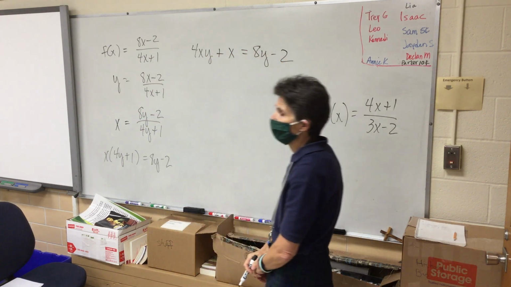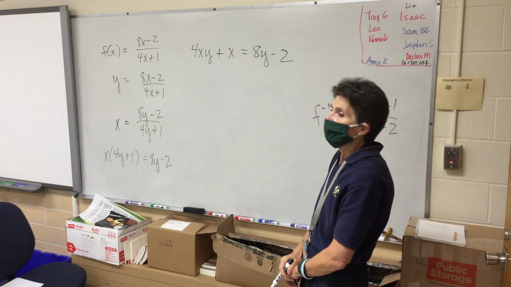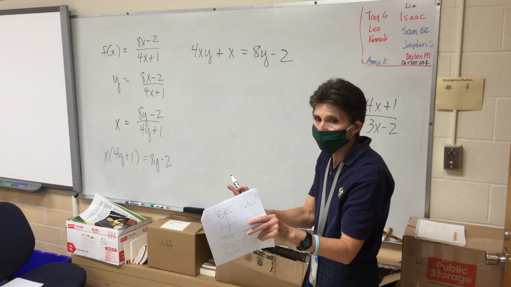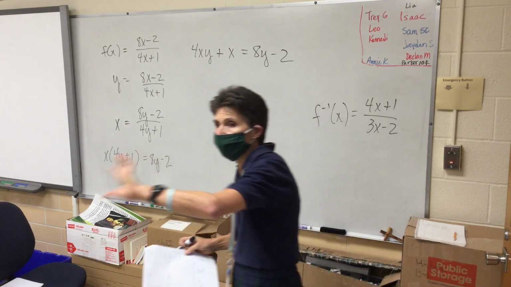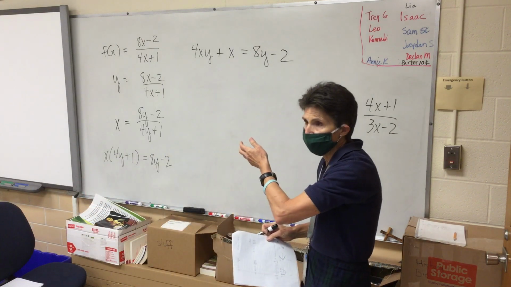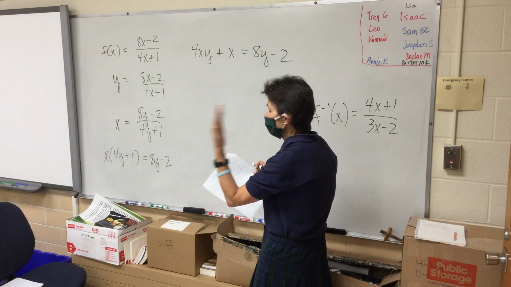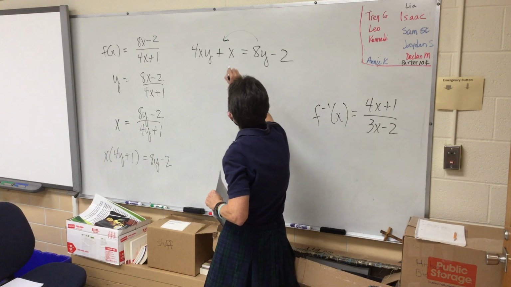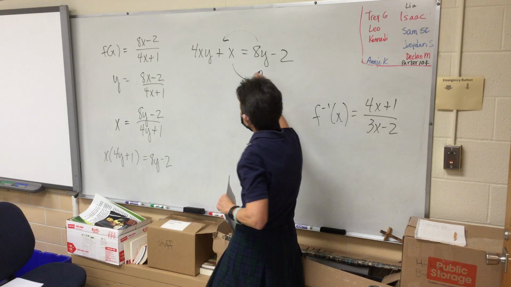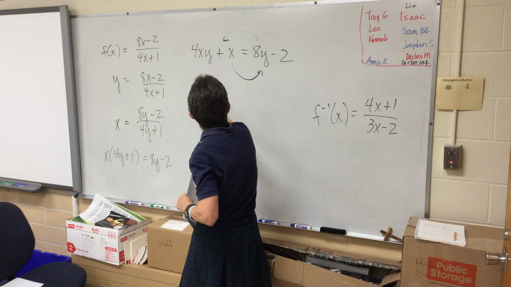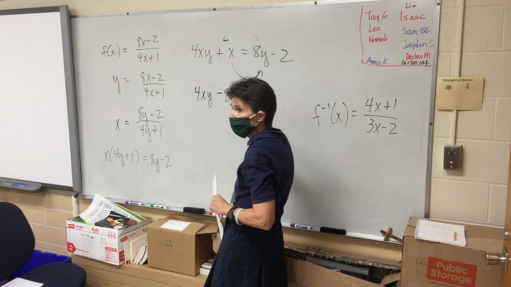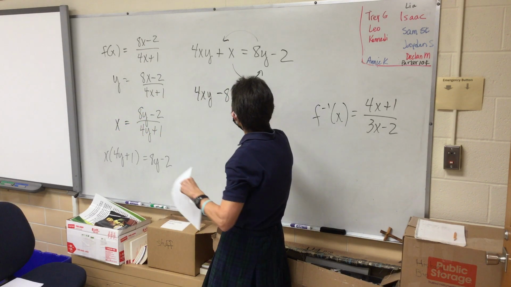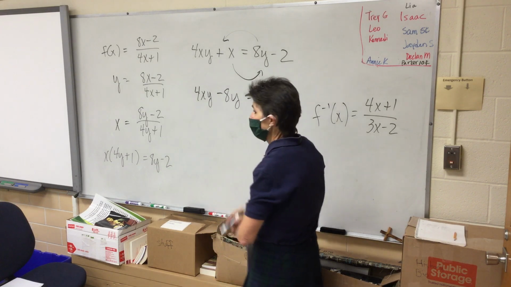Now, here comes the step we always forget. What do I do now? Switch things around so that what? Y's on one side, other things on other side. So it doesn't matter which way you go. I'm going to bring the 8y over here and the x over here. So 4xy minus 8y. Remember, when I bring it to the other side, it changes sign. Equals negative x minus 2.